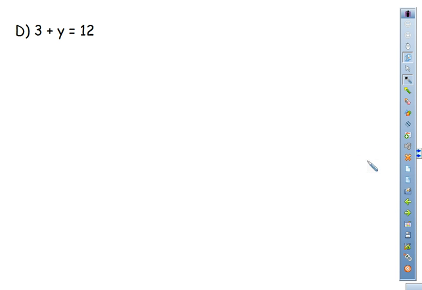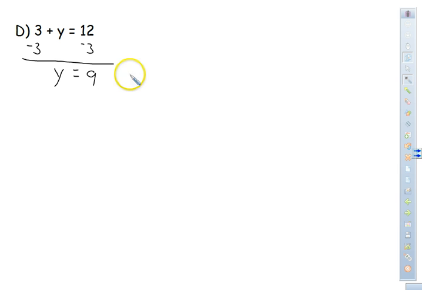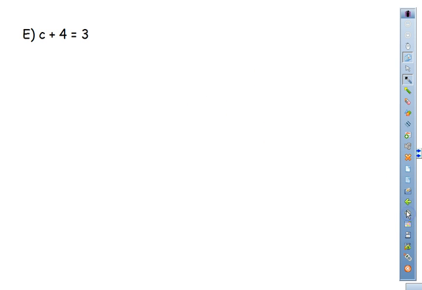Okay, let's try the next. Go ahead and hit pause and try it. So now we have, again, start on the left because of the variable, and it is a positive 3, so we're going to add a negative 3 to both sides. Y, we're going to bring down. It equals, and again, this is 0, so you're not going to bring anything down. And 12 plus a negative 3, different signs, so we're going to subtract, and we get 9. And again, 3 plus 9 does equal 12. So that is correct.